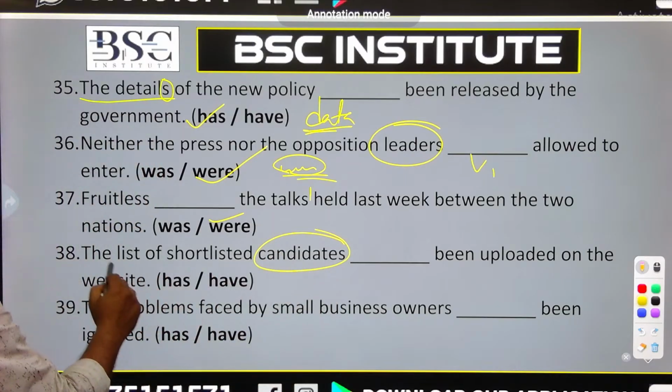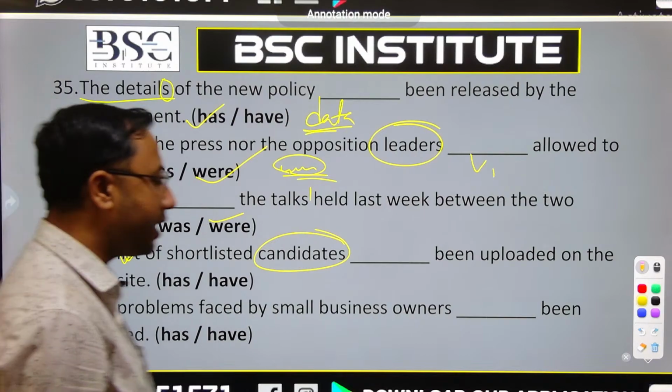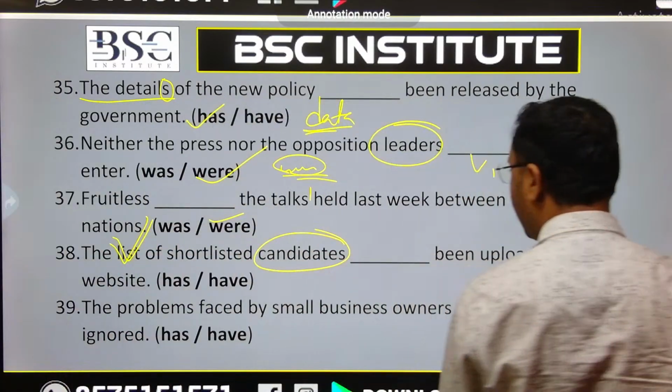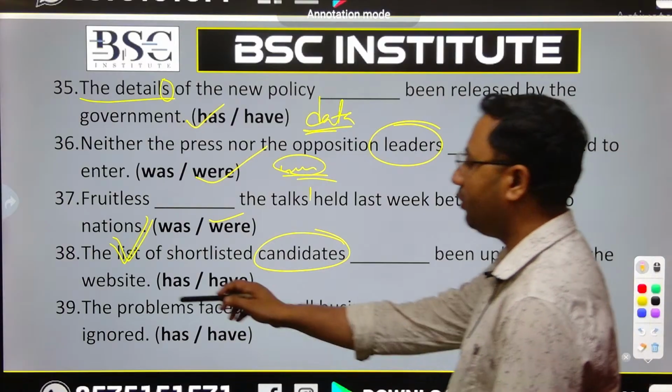Next, the list of shortlisted candidates. Again, the subject is not candidates, it's the list. The list is the right word; it's talking about the list. You have to understand the subject, and if you are not understanding the subject, ask the question what or who, then you will find the subject. List is singular, then I have to use has.